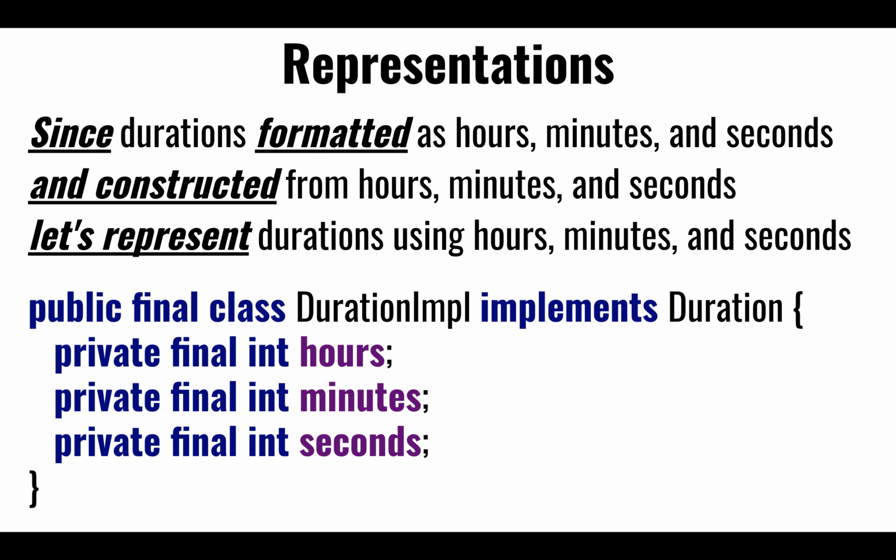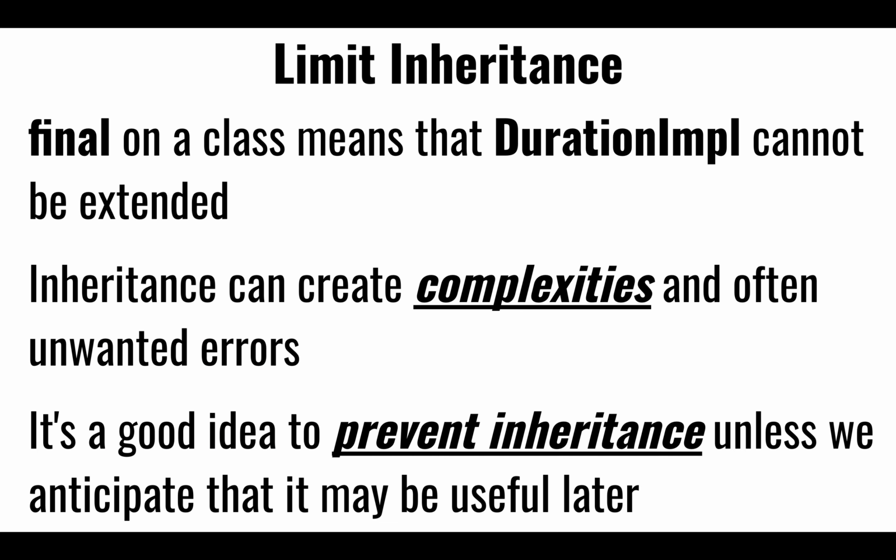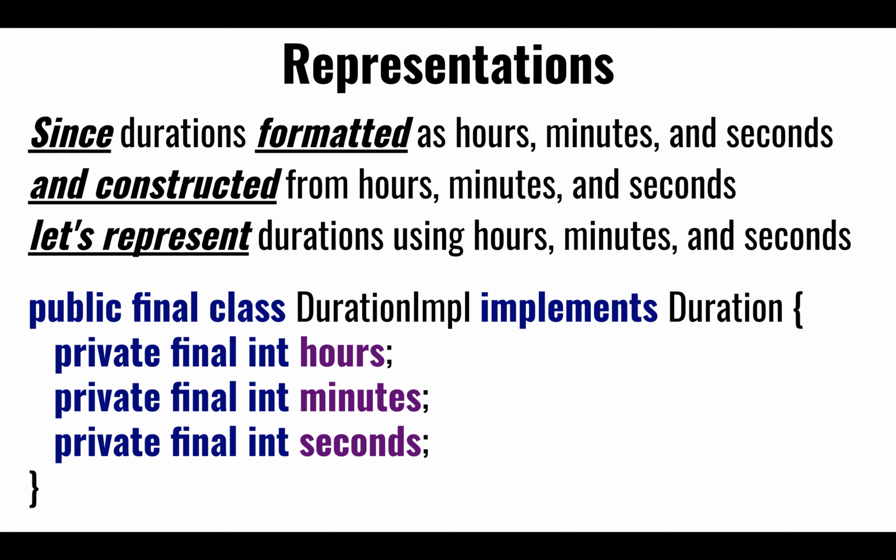Notice that we are making the class final. We're also making all these fields private, implementing the fact that this is information hiding, and we're making these variables final as well. Another thing that we're doing, one of the choices that we've made, is that we are making this class final, meaning that nobody's going to be able to inherit from this.